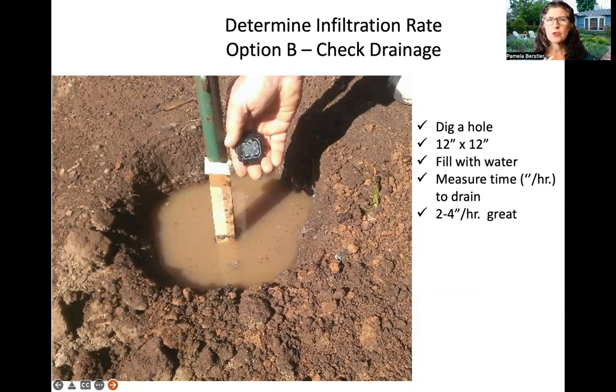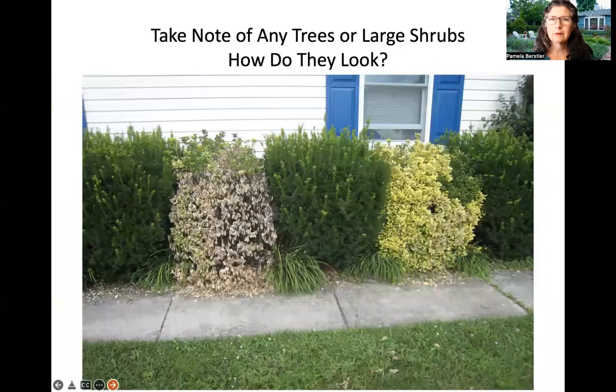If it takes about 2 to 4 inches per hour to drain, you're in great shape. If it drains a lot faster than that, you probably have sandy or looser soil, and you're going to want to do some mitigating. If it's taking longer than that, if you have to come back tomorrow in order to see it drain, then obviously you have issues with compaction or infiltration, and you will want to plan on mitigating those as well. And then take a look around.